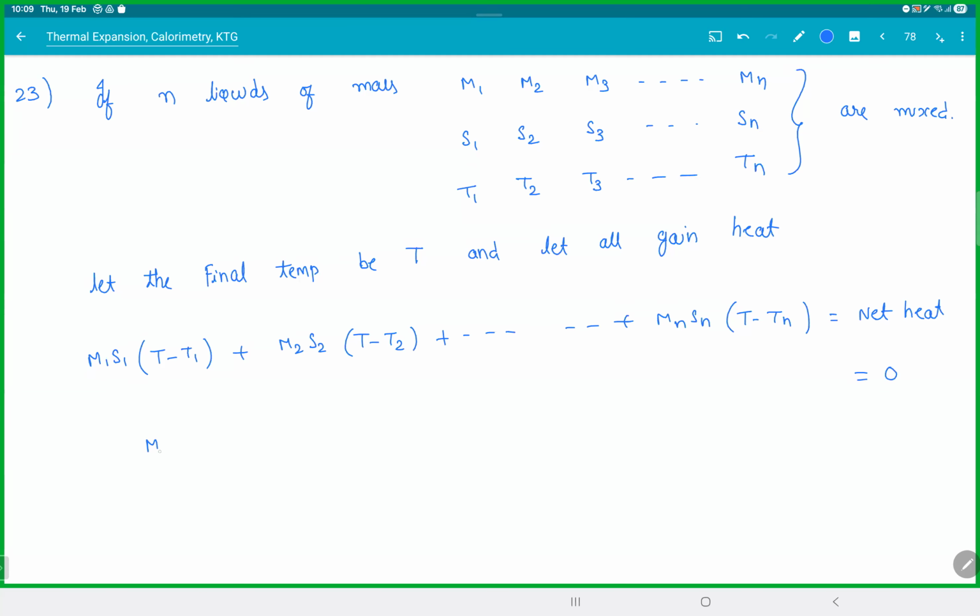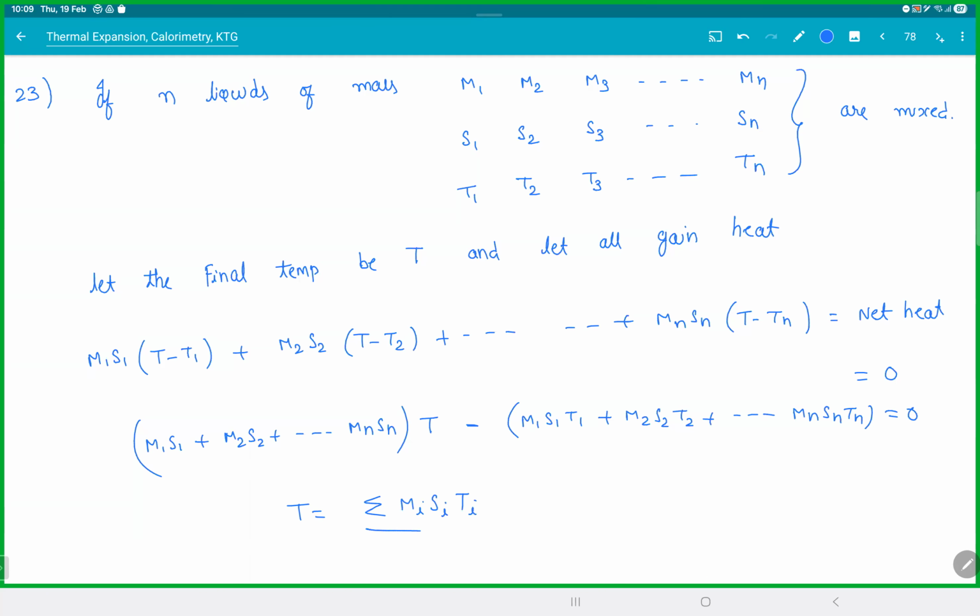Therefore, this will be (M1S1 plus M2S2, so on until MnSn) T minus (M1S1T1 plus M2S2T2 and so on until MnSnTn) is equal to 0. There. So we get T equal to sigma Mi Si Ti by sigma Mi Si.